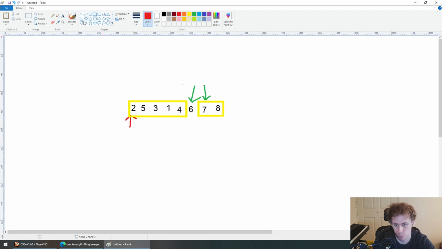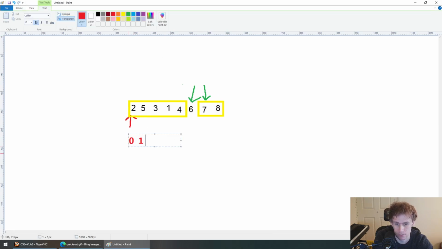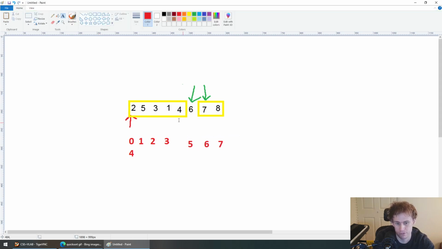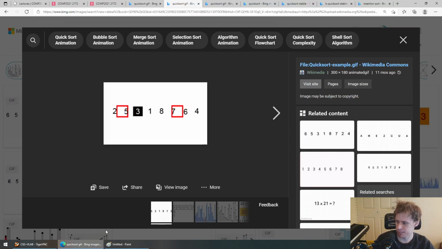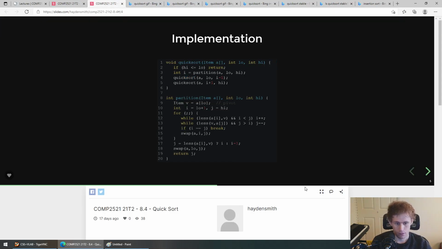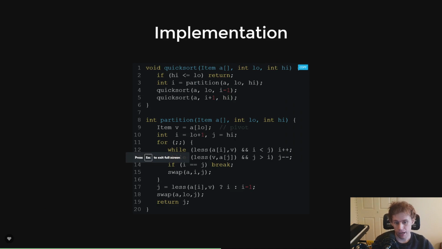In terms of indexes, what the partition function will actually return here, because these are the indexes of the array, is a 5, because 5 is the index of where the pivot got moved to at the end. And that's what the partition function actually returns. So this makes sense. We partition it, we get the index of where the pivot got moved to, and then we quicksort the two halves. The real question then is, what is this partition function and how does it work?